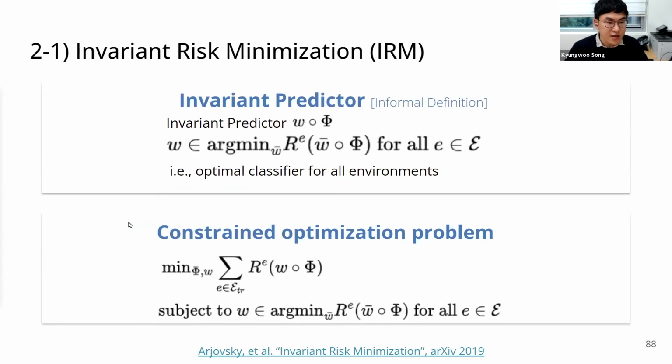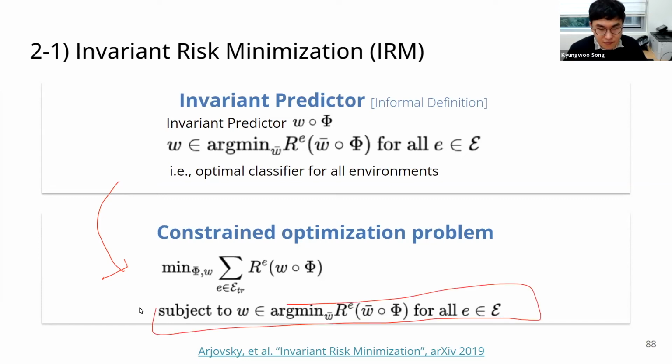Therefore, the IRM introduced the following constraint optimization problem. IRM constrained that the optimal classifier across the environments are the same. Besides, IRM minimized all the environments' traditional training loss.